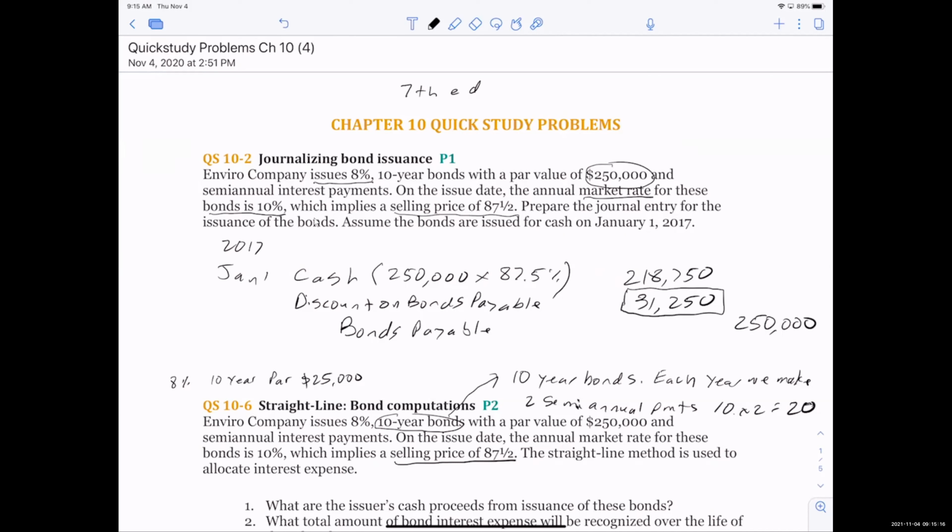The first one, you don't even have to worry about the 8 and the 10% at this point. You just want to record the bond. So here it is on January 1: cash, debit, 218,750, debit, discount on bonds payable, 31,250, credit, bonds payable, 250,000. Okay.